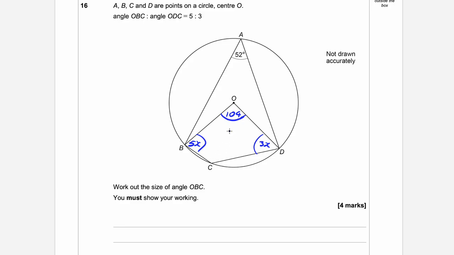Then, if this is 52, this has to be 180 minus 52, because opposite angles in a cyclic quadrilateral add to 180. So this minus this is 128. So this is 128. And now I have a quadrilateral on its own, this little quadrilateral, and these all add to 360. So let's do this. 104 plus 128 plus 8x equals 360.